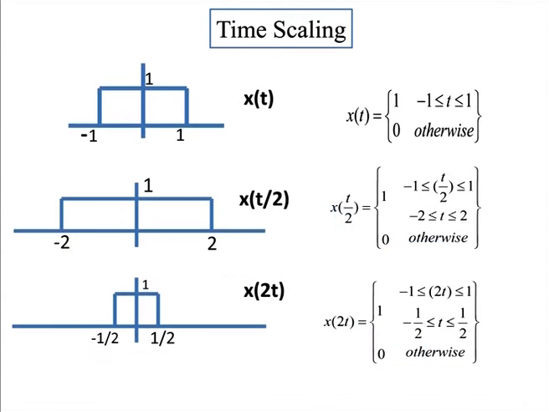If you see the example, x(t) is defined here as x(t) equal to 1 when t is between minus 1 and 1, and 0 otherwise. If we scale it by 1 by 2, so x(t by 2) is equal to 1 if t by 2 lies between minus 1 and 1, it means t will lie between minus 2 and 2, and 0 otherwise. The same way x(2t), as we have seen in the earlier slide, will be compressed, as 2t is between minus 1 and 1. So, t will be between minus 1 by 2 and 1 by 2, otherwise it is 0.